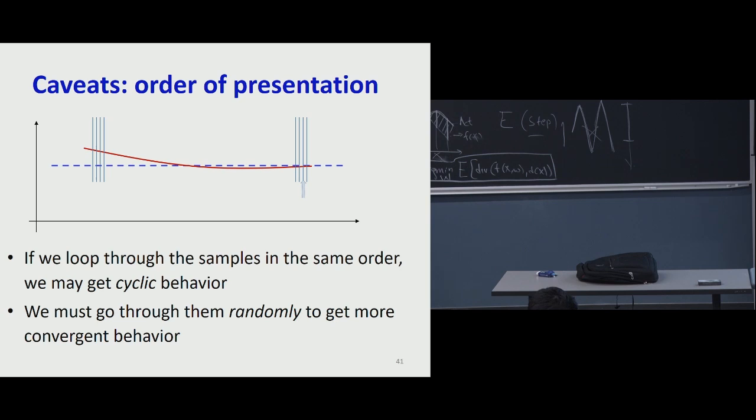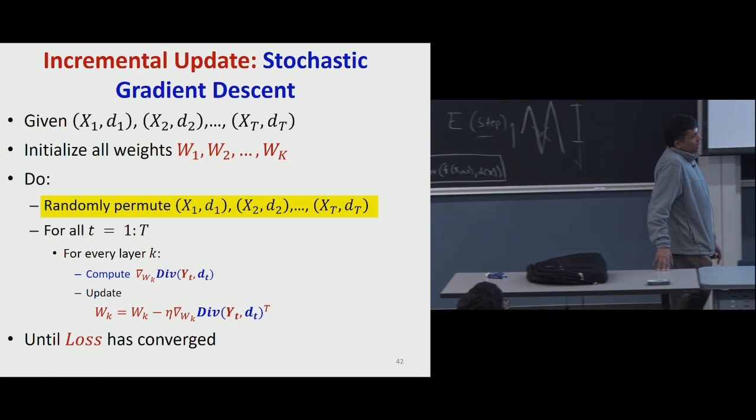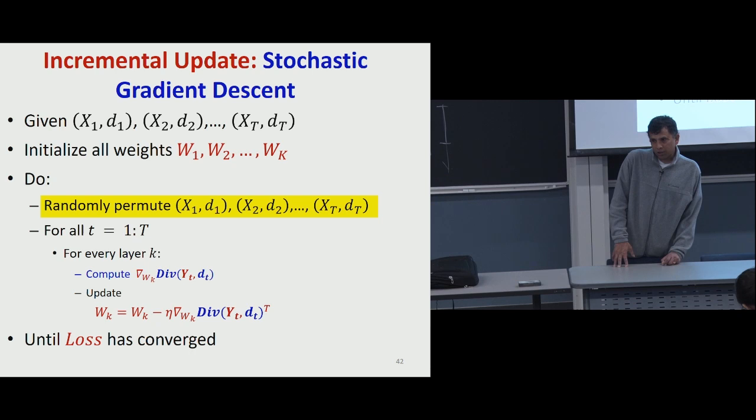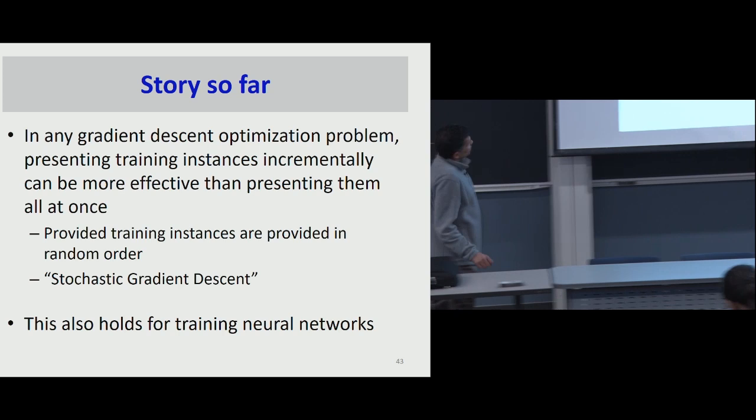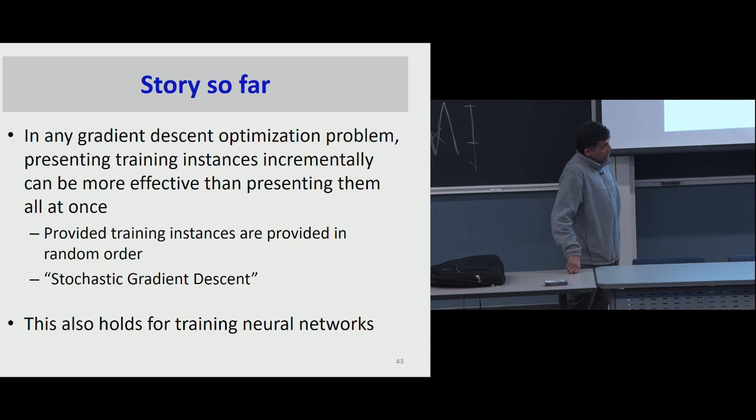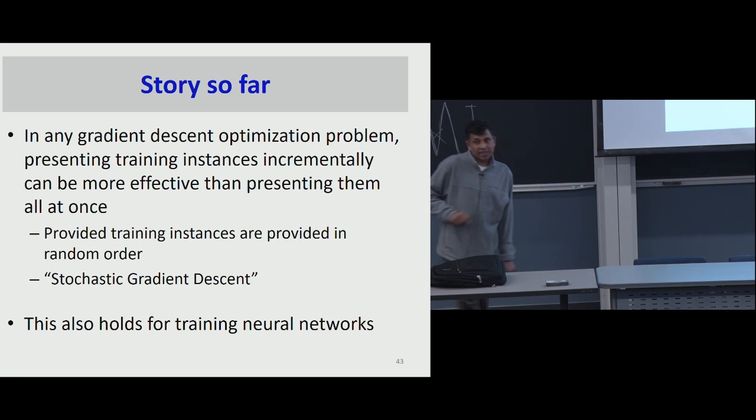So to update our pseudocode, this is what we're going to have to do. We're going to have to randomly permute your training data between epochs, just to make sure that each time you pass through the training data, you're going through them in a different, randomized order, right? So, story so far: in any gradient descent optimization problem, presenting training data instances incrementally can potentially be more effective than presenting them all at once, provided the training data are presented in random order.